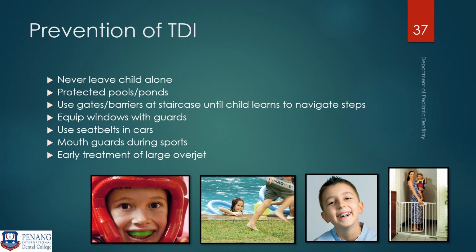The last point that you see is early treatment of large overjet. Studies have shown children who have Angle class 2 division 1 malocclusion, because of the protruded central incisors, are more prone to fracture. Obviously, because if anything happens to the face, the teeth will be the first to come in contact. So these children are prone to traumatic injuries of the central incisors, and you must identify and have early treatment done for these patients.